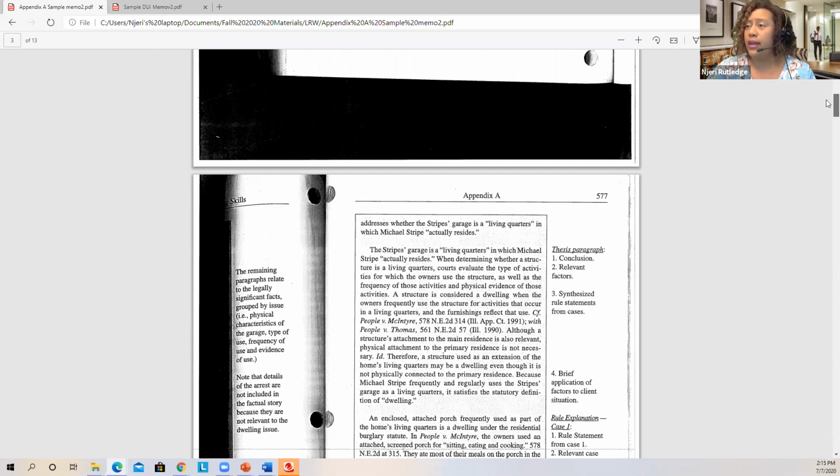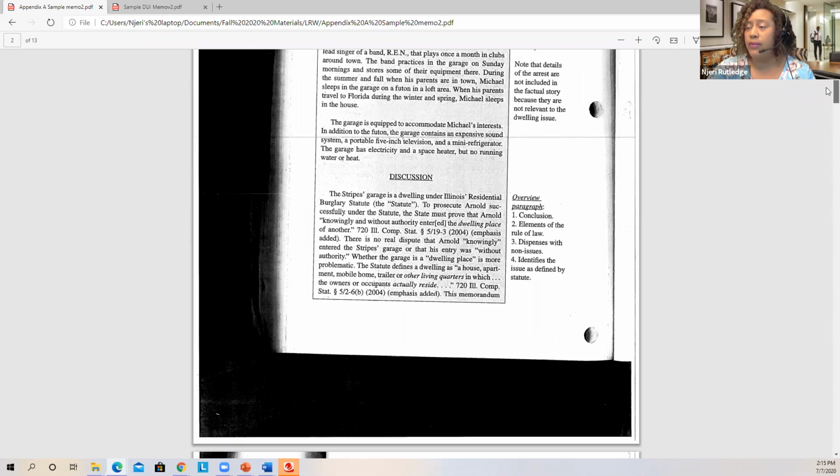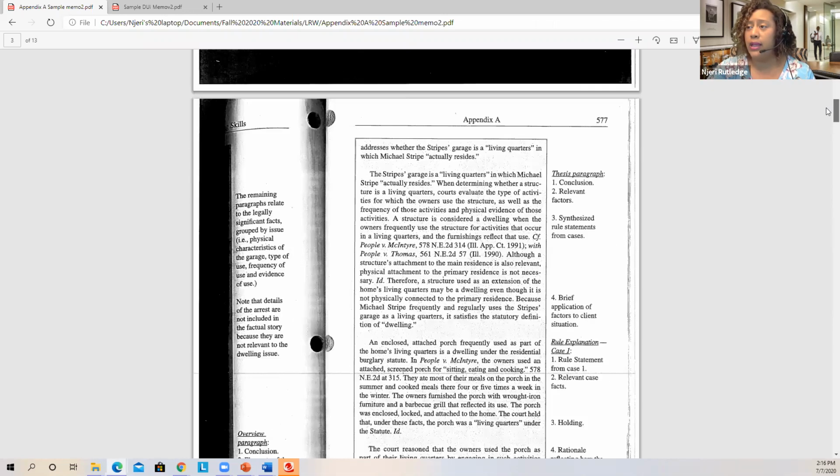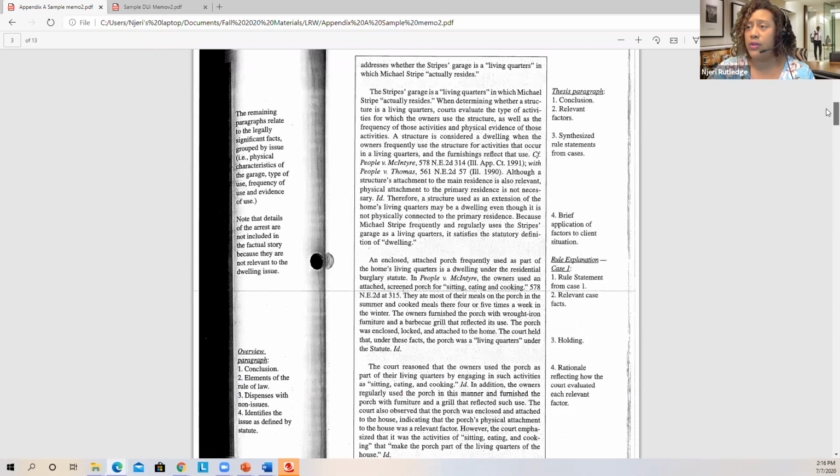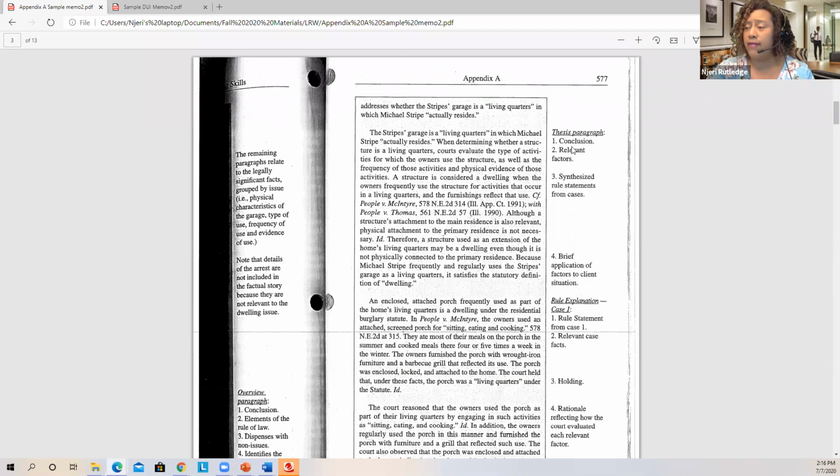So this sample serves as a really good checklist for you. Let's see how they do the thesis paragraph. Notice the next paragraph is the thesis paragraph, and it reminds you that you should start with your conclusion, identify the relevant factors, and the synthesized rule.